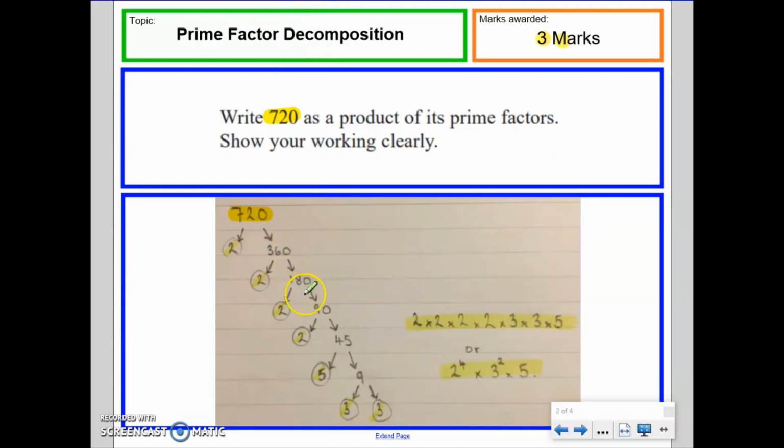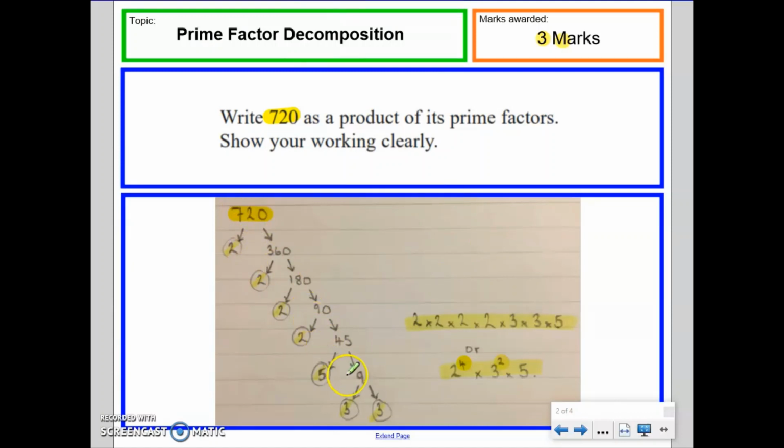And you're going to continue that process until you get to the end where both factors are prime numbers. And then all of the numbers you have circled go together to be the product of prime factors for 720. So you could present your answer like this or like this. Some questions will ask for your answer to include index notation, so then this answer will be required, but this question in particular does not ask for that.